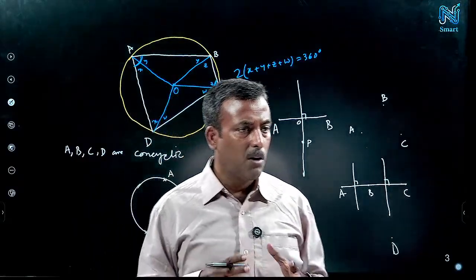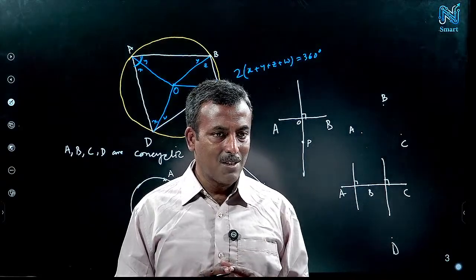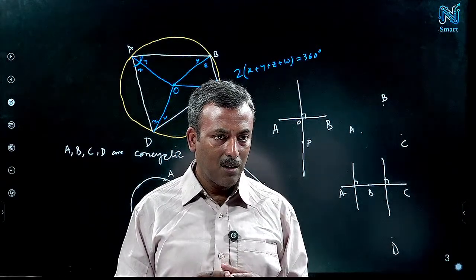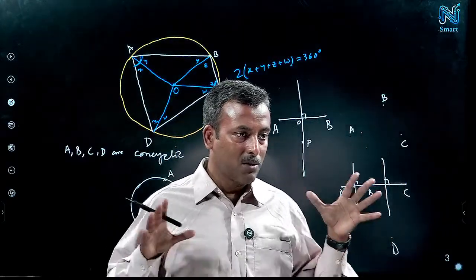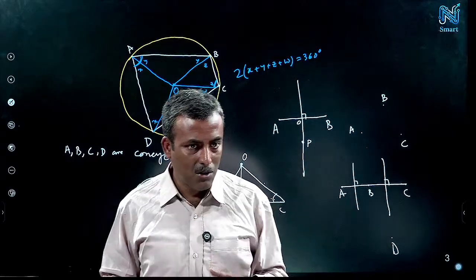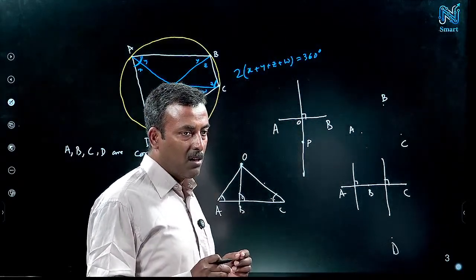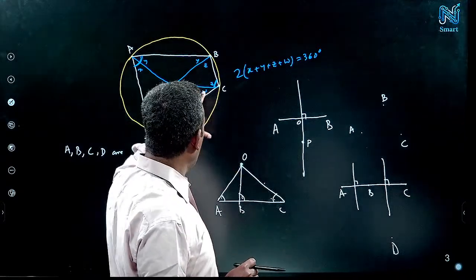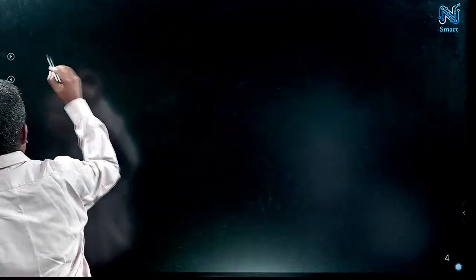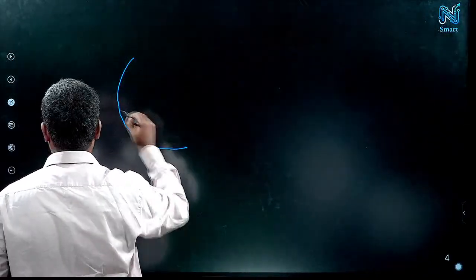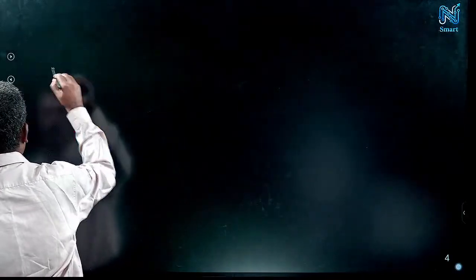And what about the converse? If I know the sum of the opposite angles is 180 degrees, is it concyclic? How do you prove it? Here we assumed they are concyclic, and in that situation the sum of the opposite angles is 180, because the 4 points lie on the circle. Now we don't know whether a circle is there or not, so now the problem is different.